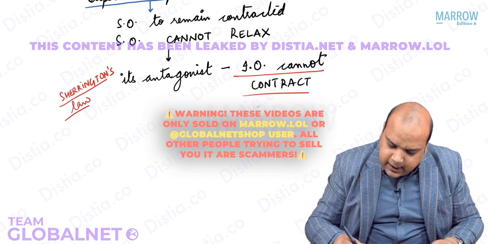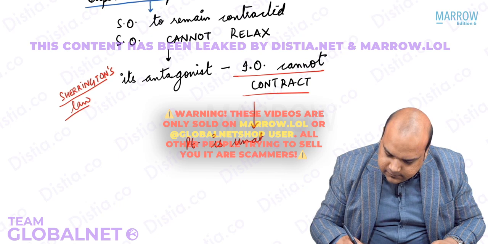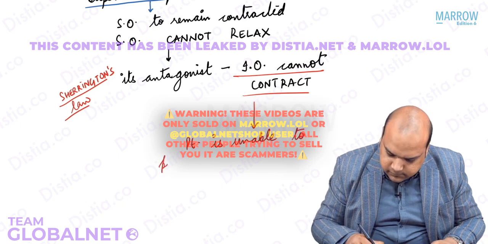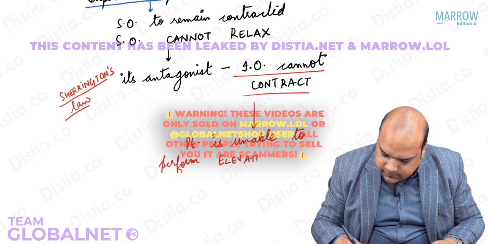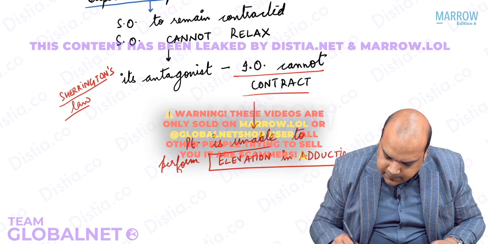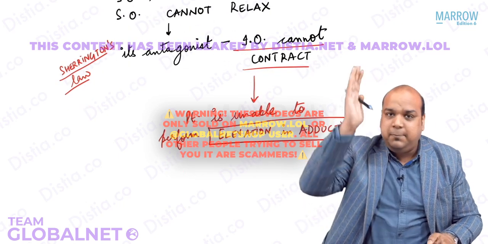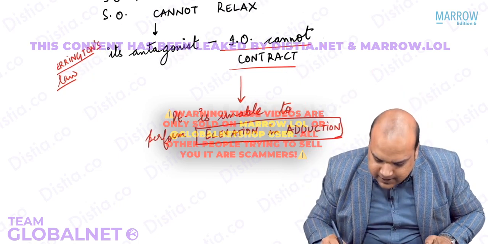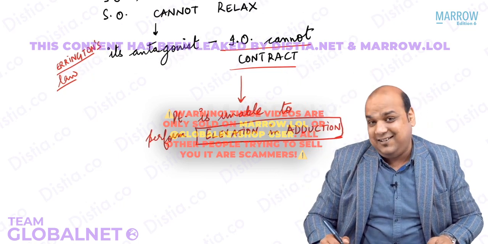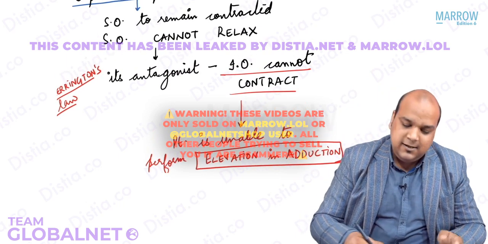Because inferior oblique cannot contract, the patient is unable to perform elevation in adduction. I hope you remember the clinical feature of inferior oblique. The clinical action of inferior oblique, everybody, that is elevation in adduction, up and in, everybody. Superior oblique was depression in adduction, inferior oblique was elevation in adduction. Am I absolutely clear?